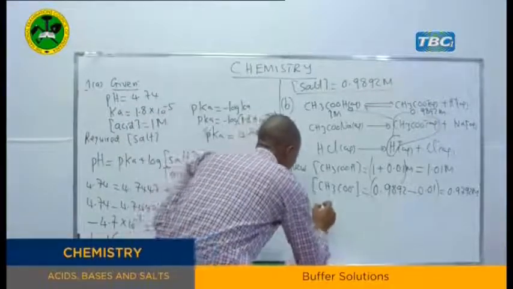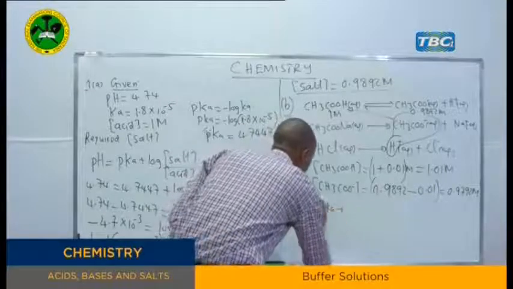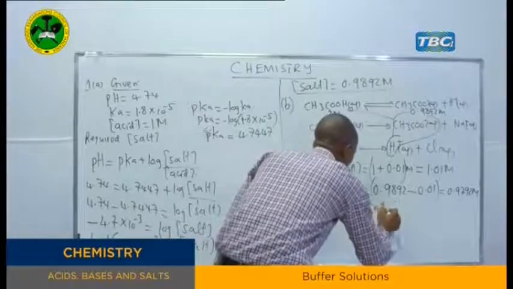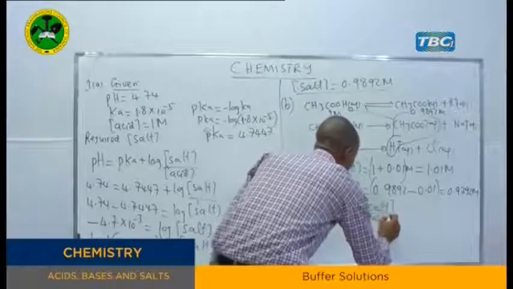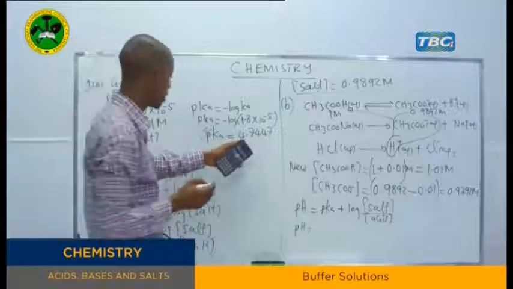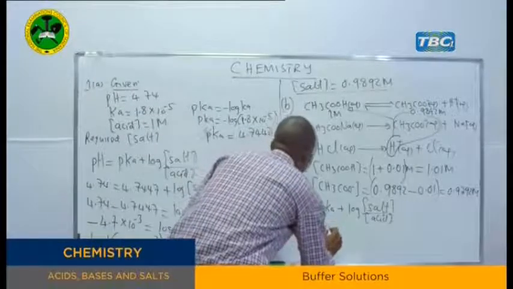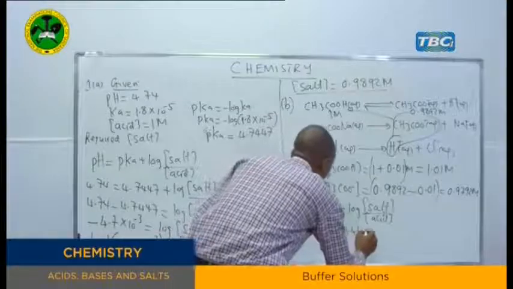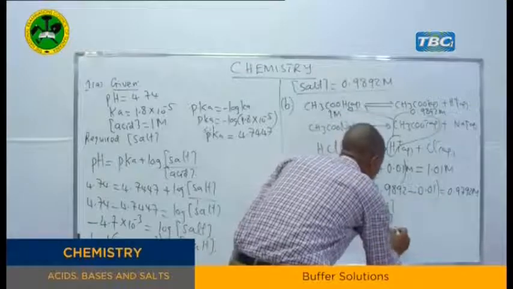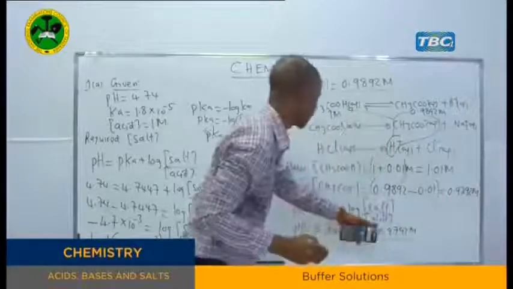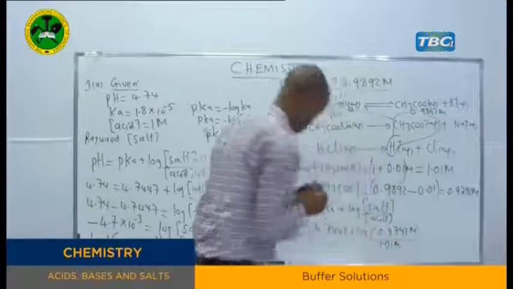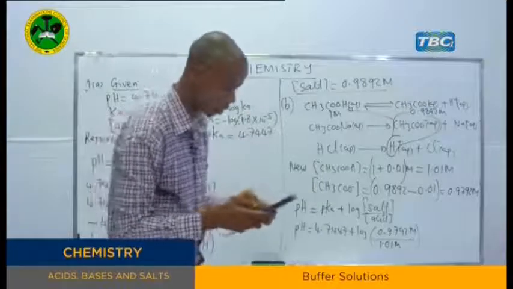Now pH would be equal to pKa plus log concentration of the salt over concentration of the acid. pH would be equal to pKa. We have already taken the value which is here, 4.7447 plus log concentration of the salt, the value is here, 0.9792 molar. Concentration of the acid, the new value is there, 1.01 molar. Now from there you can use your calculator to make simple calculation.